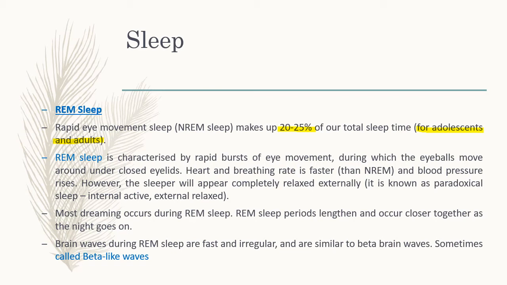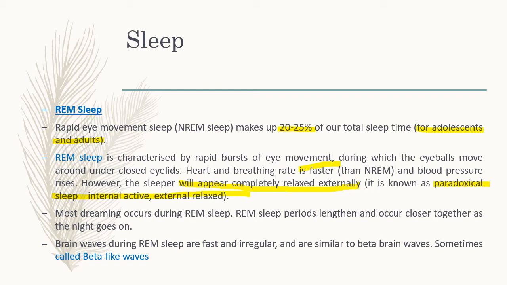REM sleep is characterized by rapid bursts of eye movement, during which the eyeballs move around under closed eyelids. Heart and breathing rate is faster, and blood pressure rises. However, the sleeper will appear completely relaxed externally. So it looks like you're paralyzed. You don't move, or you make very little movement, right? And it's called paradoxical sleep because externally you seem very relaxed, but internally your body is actually quite active.